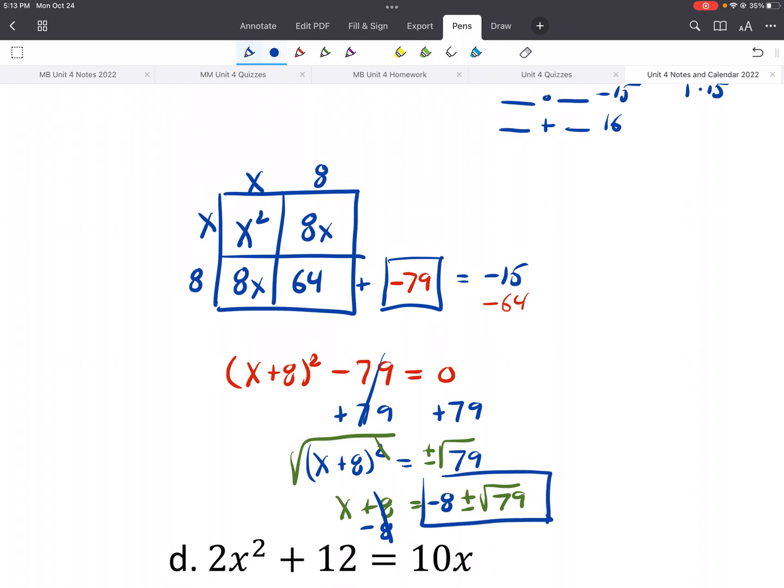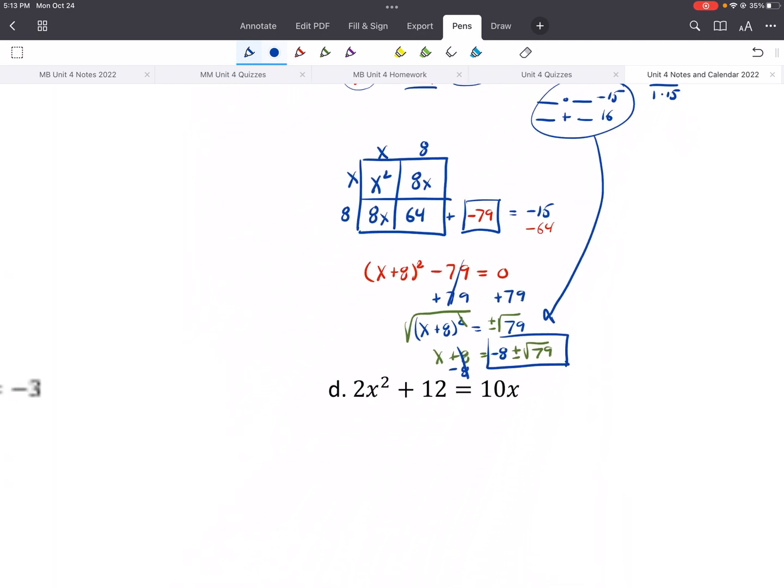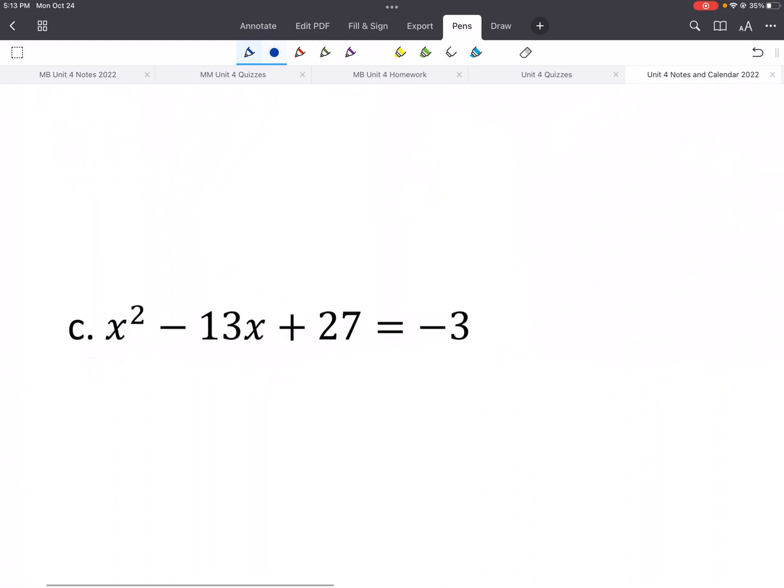Okay, so the reason why we couldn't find two things that multiply and add is because those two things would be something that you wouldn't want to find. Heavens, you wouldn't want to do that. Okay, I couldn't find that by just looking at it.